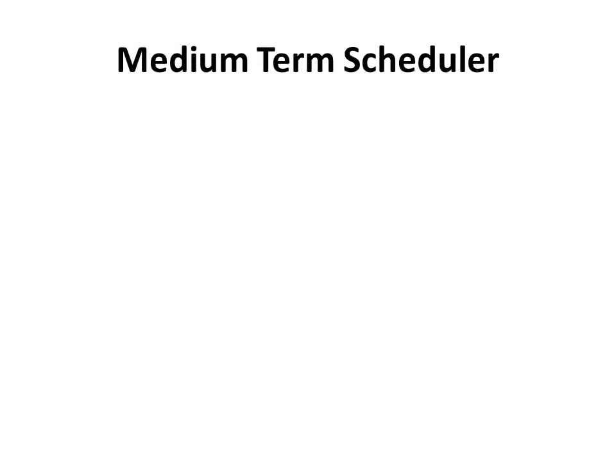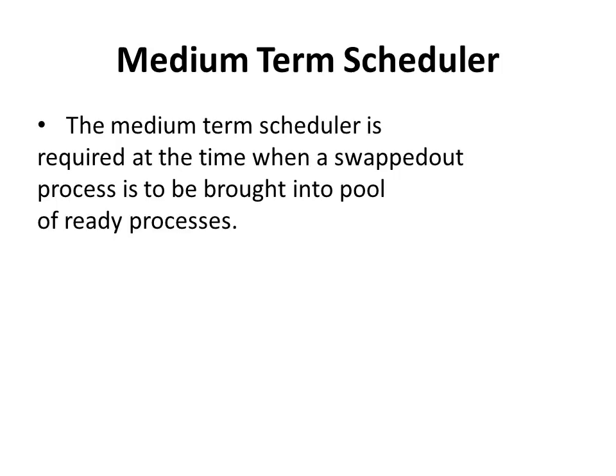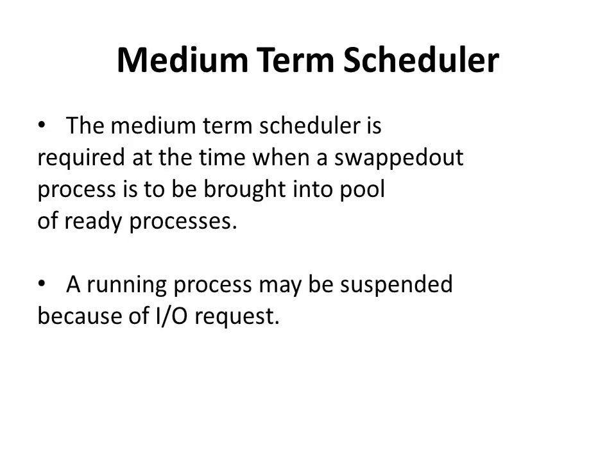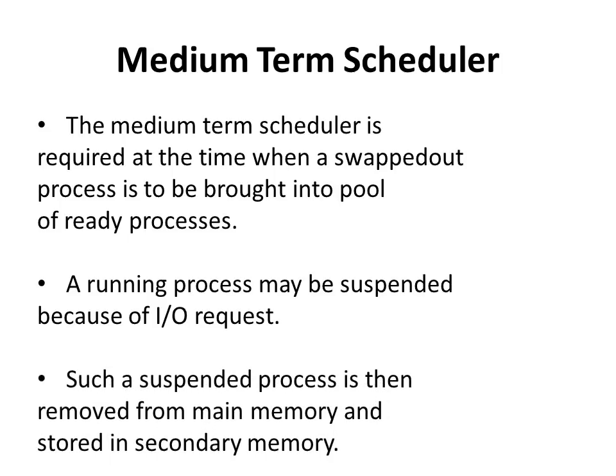Medium-term scheduler. The medium-term scheduler is required at a time when a swapped-out process is to be brought into the pool of ready processes. A running process may be suspended because of input-output requests. And such a suspended process is then removed from main memory and stored in secondary memory.